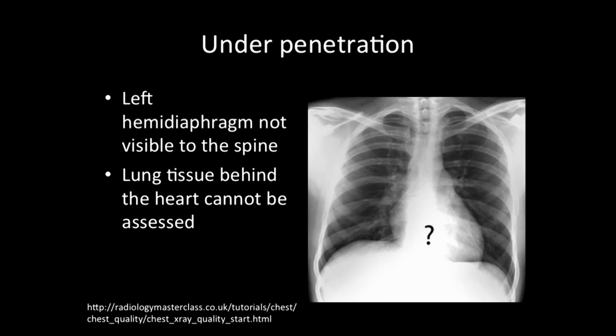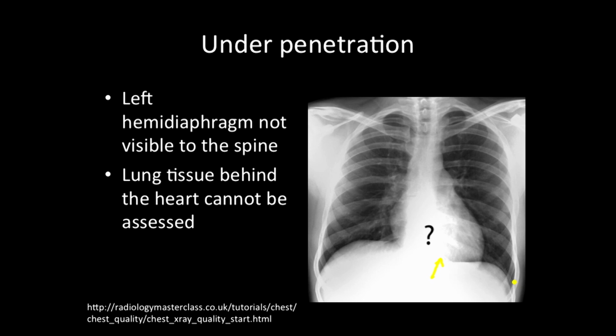So again, here is an underpenetrated X-ray, and as we move from lateral to medial, we lose the left hemidiaphragm. It's not really visible all the way to the spine, as shown there. And again, if we're trying to determine whether a patient might have a pneumonia hiding behind their heart, it becomes very difficult when the X-ray is underpenetrated.